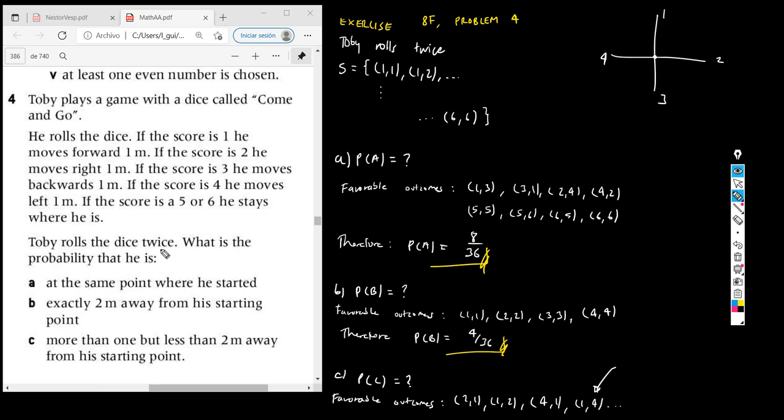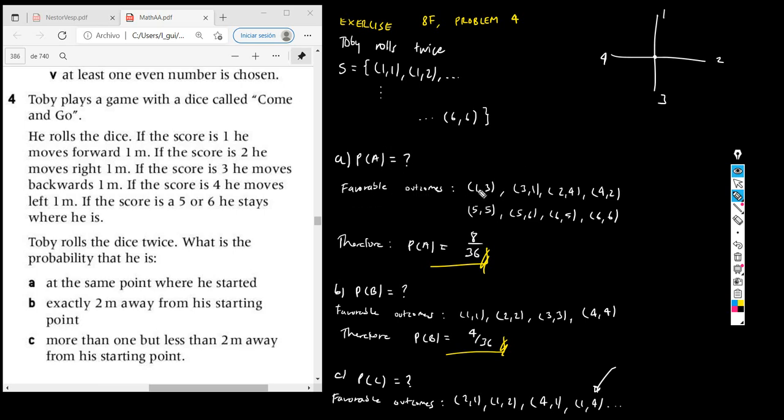Oh, no, yeah, that's right. Find the probability that he is at the same point where he started after rolling the die twice. Okay, so what are all the favorable outcomes to this event A? I'm calling it event A. This is event A for me. So I want the probability of event A.